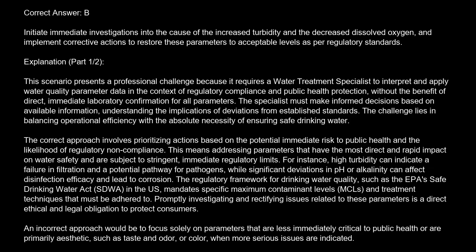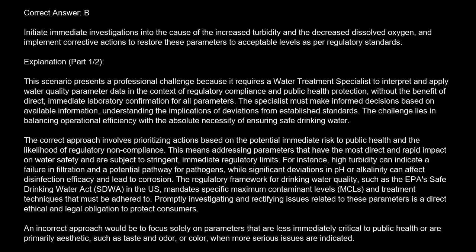The correct answer is B. Initiate immediate investigations into the cause of the increased turbidity and the decreased dissolved oxygen, and implement corrective actions to restore these parameters to acceptable levels as per regulatory standards.